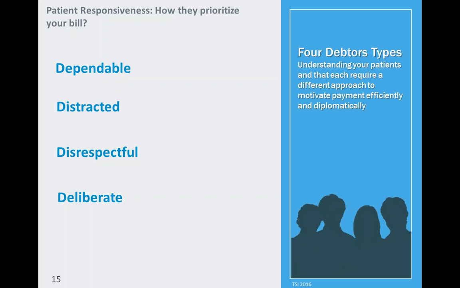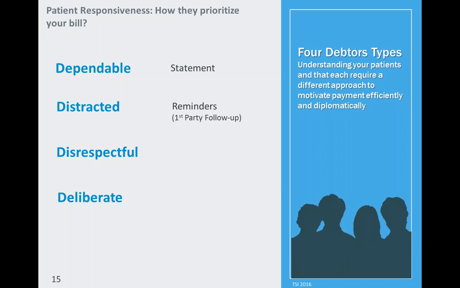The first group is described as dependable and typically requires only a single statement. The good news is that most patients fall within this group. However, if all of your patients were dependable, there would certainly be no need for follow-up, much less collections. Which brings us to the next group, which we describe as distracted, and they require reminders. We all know that statistically, medical debt has the least priority over all debts.